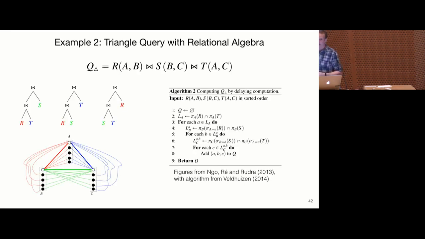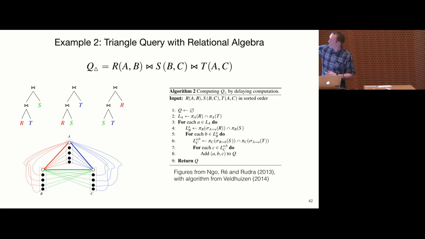And here's another example. This comes from the work of Ngo, Ré, and Rudra, and it's the algorithms by Waldhausen. So this is a relational algebra query to count the number of triangles in a graph. And they show the different traditional relational algebra query plans you can do for this. And for this query, the optimal performance is asymptotically O of n times square root of n. And if you do any of these query plans, you're going to get worse performance than that.